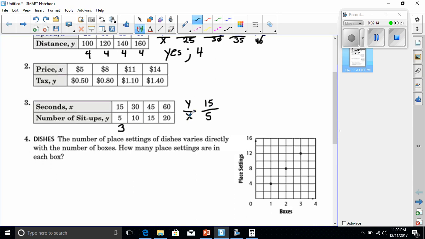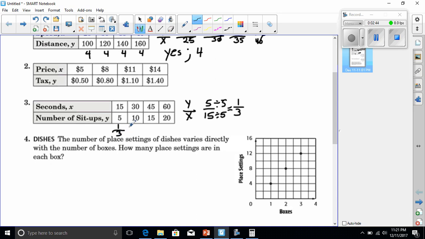Then, oh, wait a second. I apologize there. Almost fell for the trap. Actually, this is going to be 5 over 15. And 5 over 15 is equal to, let's see, they're both divisible by 5. And that gives us 1 over 3.